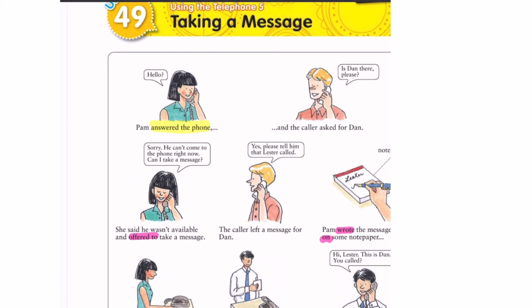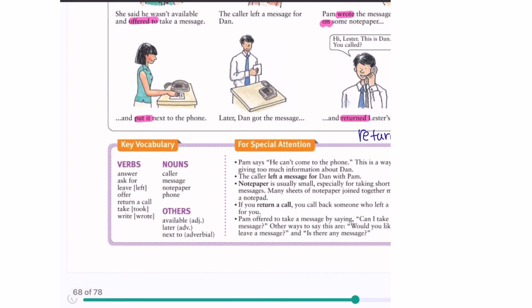The caller left a message for Dan. Yes, please tell him that Lester called. Pam wrote the message on some notepaper and put it next to the phone. Later, Dan got the message and returned Lester's call. Hi, Lester. This is Dan. You called?